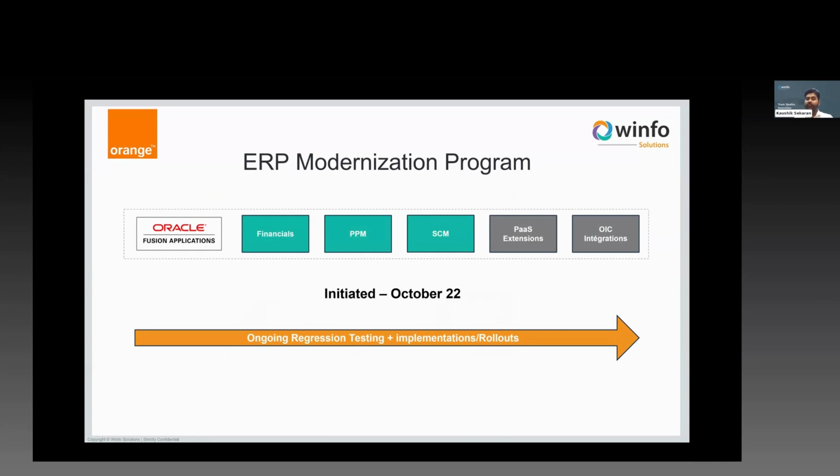The case study that I'm going to speak to you today is Orange. Orange is one of the world's leading telecommunication operators. They are a big user of Oracle Cloud applications, and they had challenges with their testing. They were looking for a fully automated testing solution. The main criteria were that the solution should be easy to implement and require minimal maintenance. Orange went through an RFP process and selected Winfo Test.